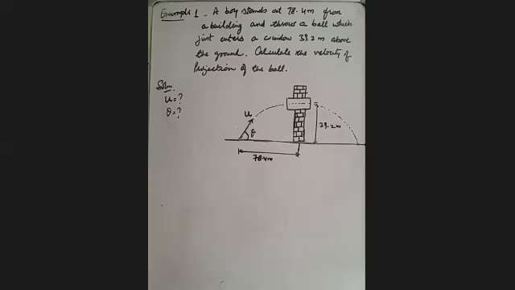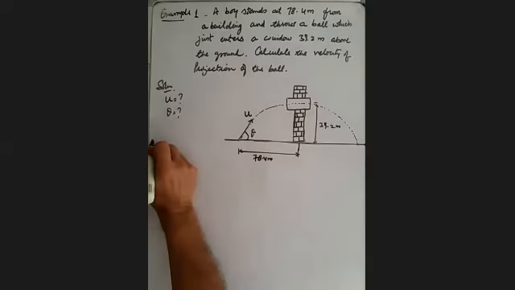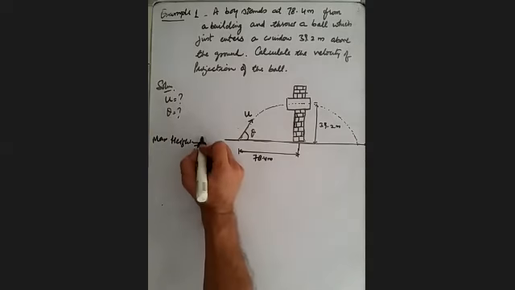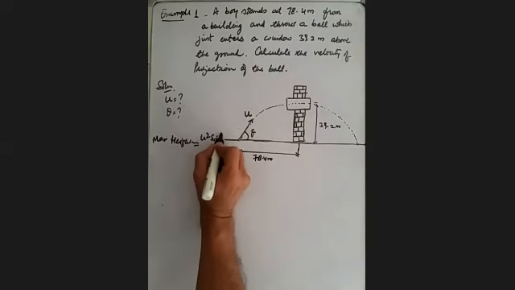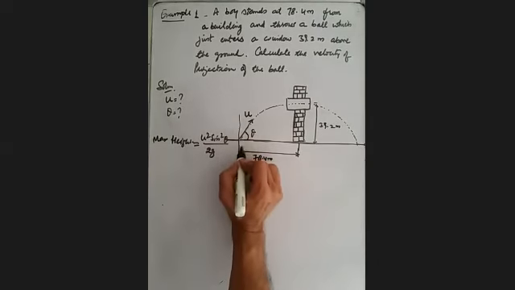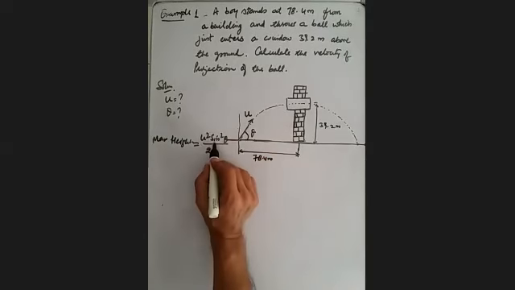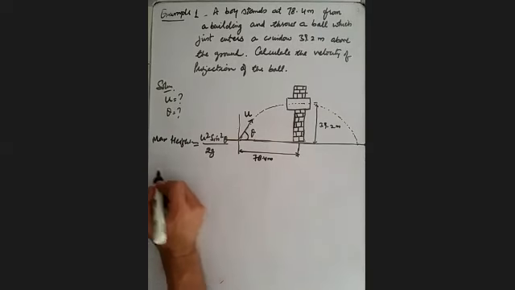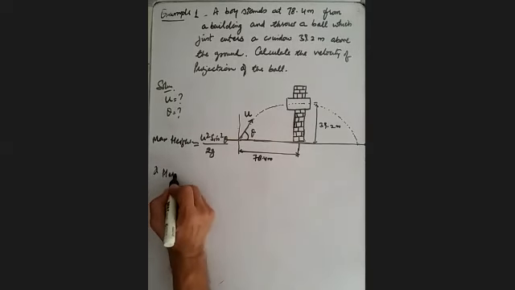Now we can use the expression of maximum height. If you remember, the expression for maximum height was u squared sine squared theta divided by 2g, where theta is the angle with the horizontal. So we are using this expression u squared sine squared theta upon 2g for the maximum height.